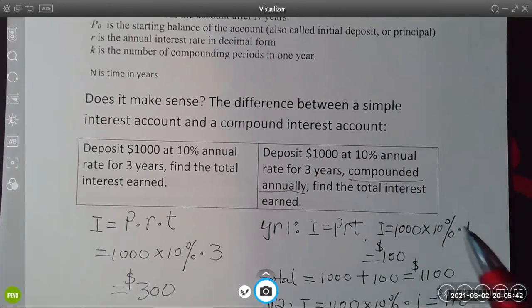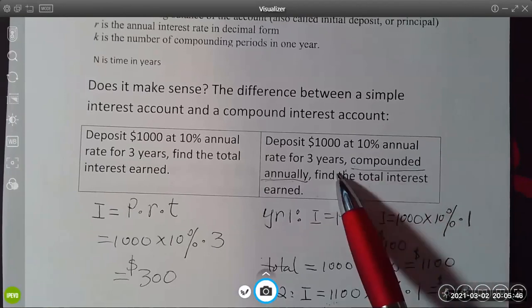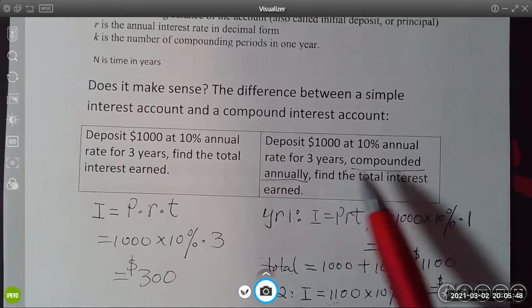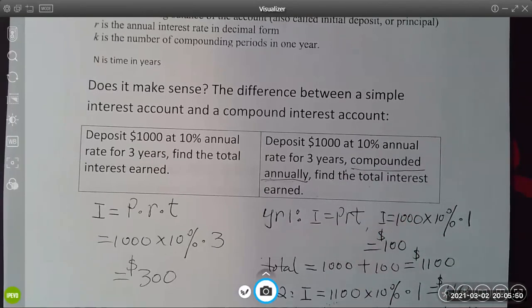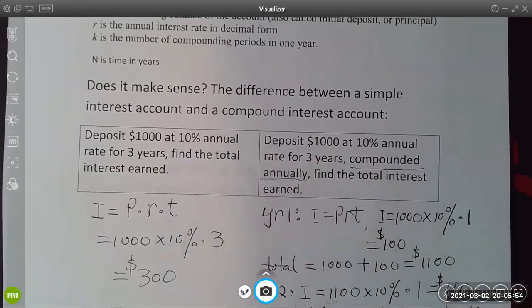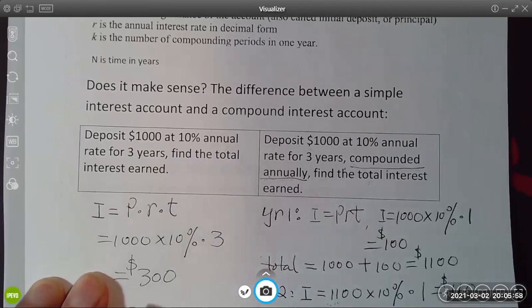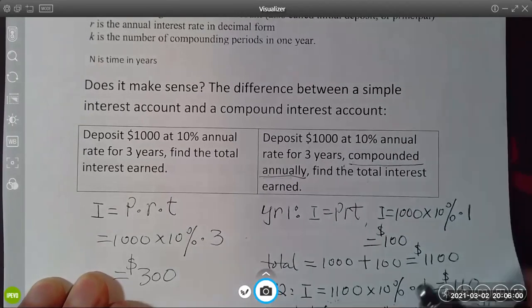Okay, now as long as you can see the difference between these two accounts, that means you have two sources to earn interest in the compounding account, and you will get more interest for the same set of numbers when you have a compounding interest account. And that's good enough for these two examples.